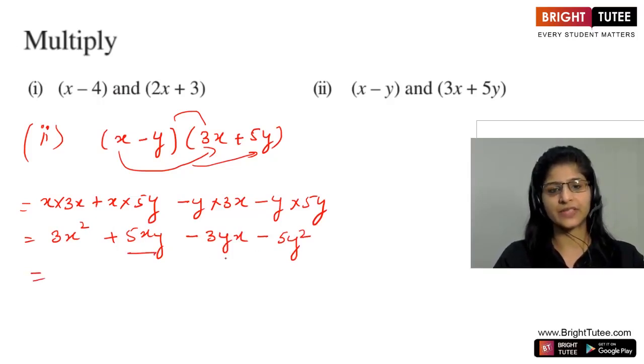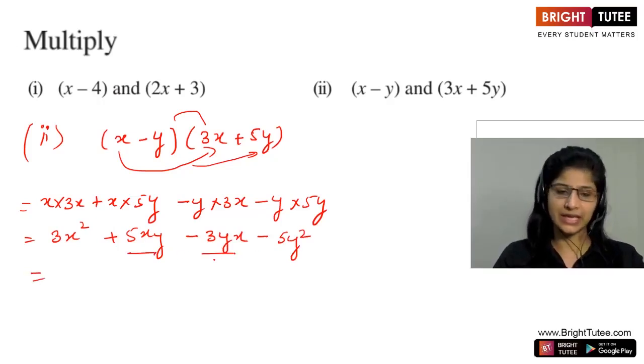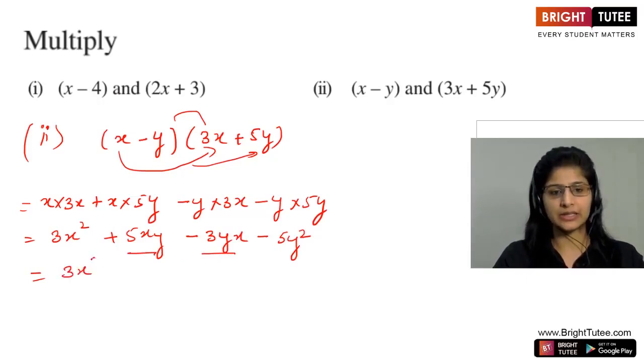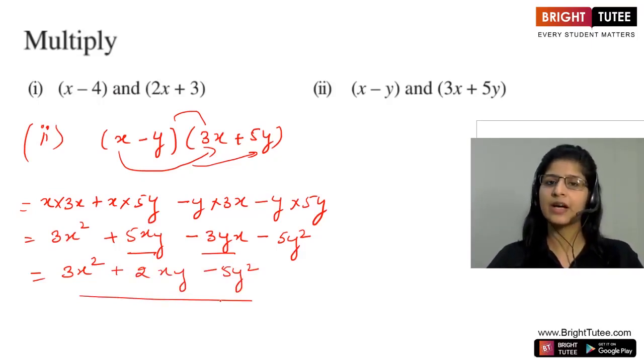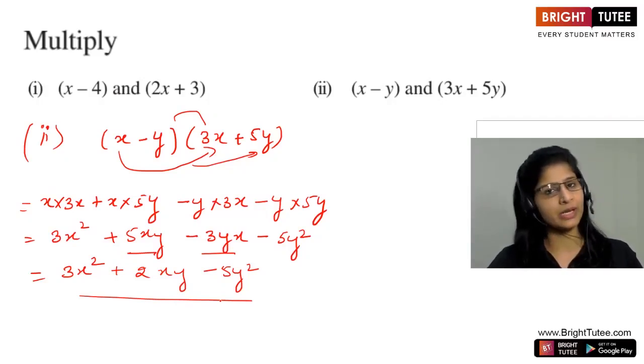Then just to see here what we will get: 3x square plus 5xy minus 3yx minus 5y square. So just see, 5xy and yx and xy are the same things. So we will write 3x square, 5 minus 3 is 2, 2xy minus 5y square. So this is going to be the answer for the multiplication of x minus y and 3x plus 5y. Right?